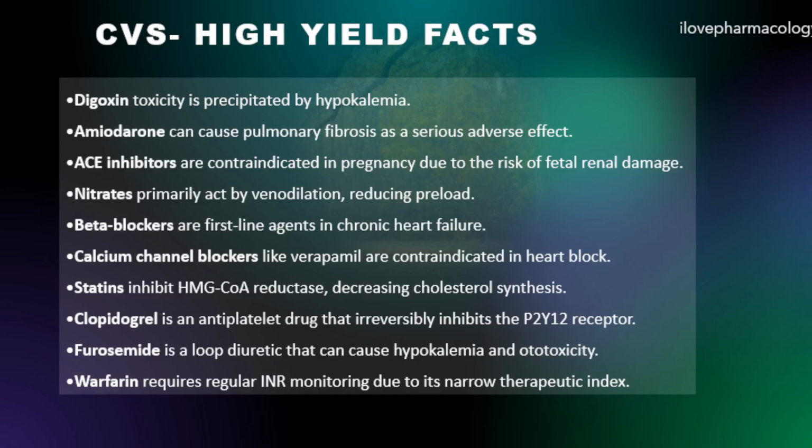ACE inhibitors are contraindicated in pregnancy due to the risk of fetal renal damage, and they also pose a risk of teratogenicity. Nitrates primarily act by venodilation and reduce the preload. This is the mechanism of most of the drugs used for treatment of angina pectoris. Beta blockers are first line agents for the treatment of chronic heart failure. Calcium channel blockers like verapamil are contraindicated in heart block because verapamil produces cardiodepressant action.